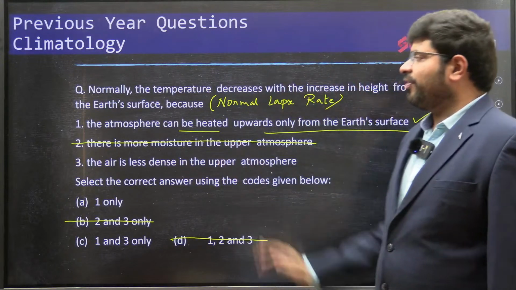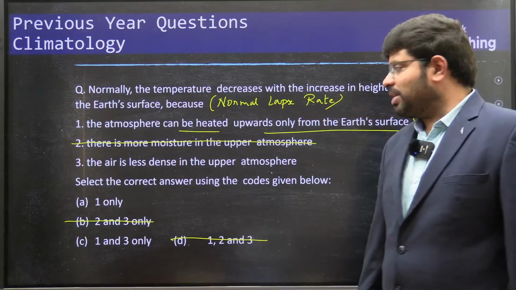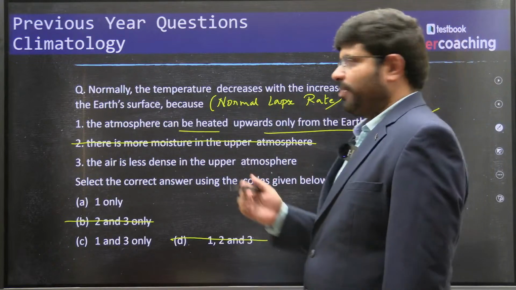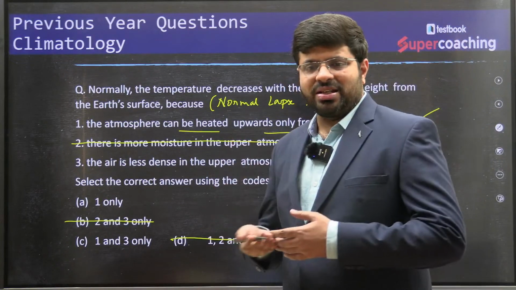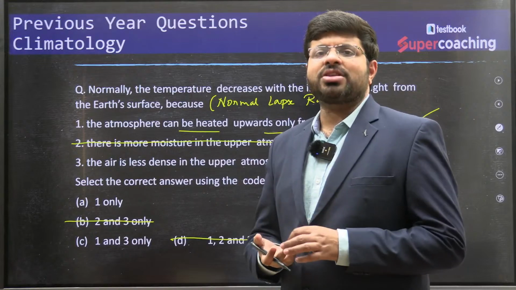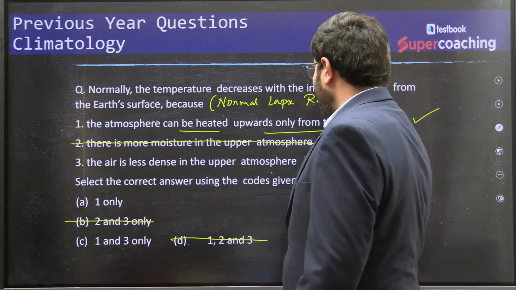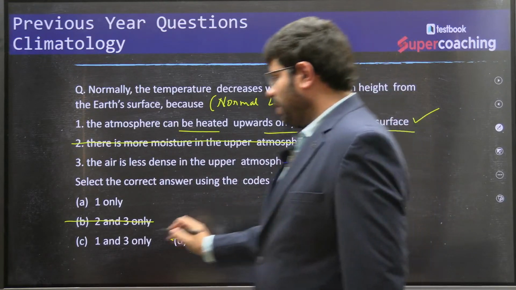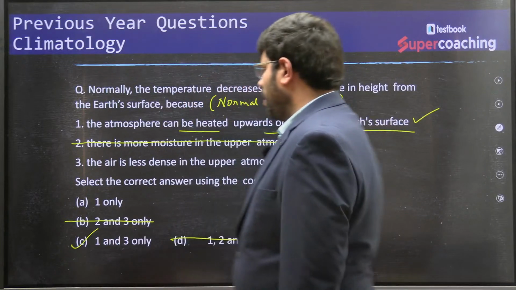Now we are left with the third statement: the air is less dense in the upper atmosphere. Because the air is less dense, the temperature concentration is lower, so this is also fairly right. So the correct answer should be 1 and 3.